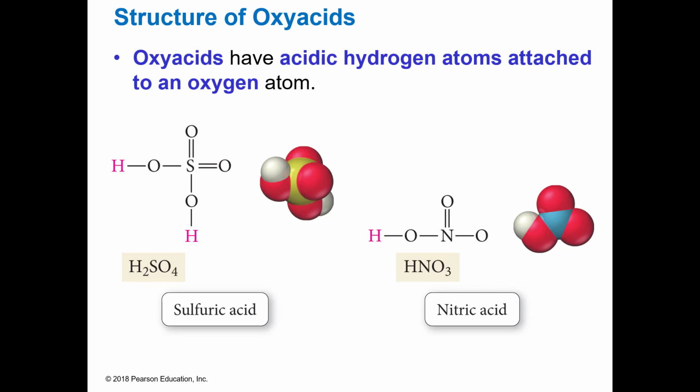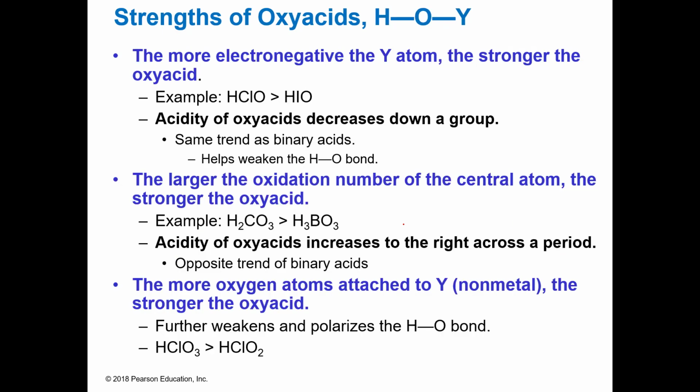For example, you've got sulfuric acid, which has your acidic H's, and then they're attached to these oxygens. Nitric acid's the same way. It is attached to an oxygen in its formula as well. The more electronegative the Y part, that's actually attached to the other side of that oxygen, the stronger the oxyacid is. And so as you go down a group or a column, the acidity of these oxyacids is going to decrease. So it's the same trend that we saw in the binary acids.